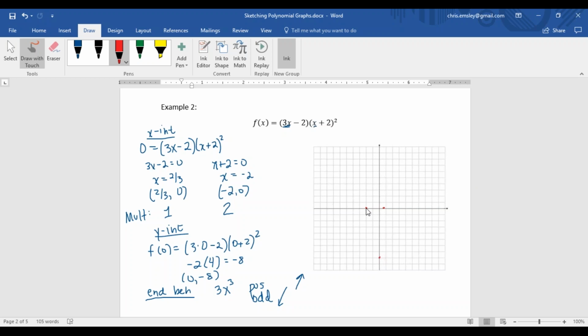And our tails, the left tail is down. So this is our leftmost intercept. That means from there it needs to be going down. Our right tail is up. So from our rightmost intercept, it needs to be going up.